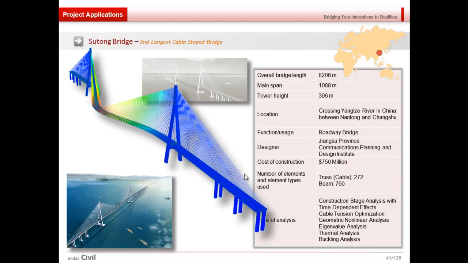And lastly, but not least, we have the Sutong Bridge, which is the 2nd largest cable stayed bridge in the world today, with its main span of again over a kilometer long, just about 70 meters more than the Stonecutters Bridge. It was also analyzed for similar effects as that for the Stonecutters Bridge.